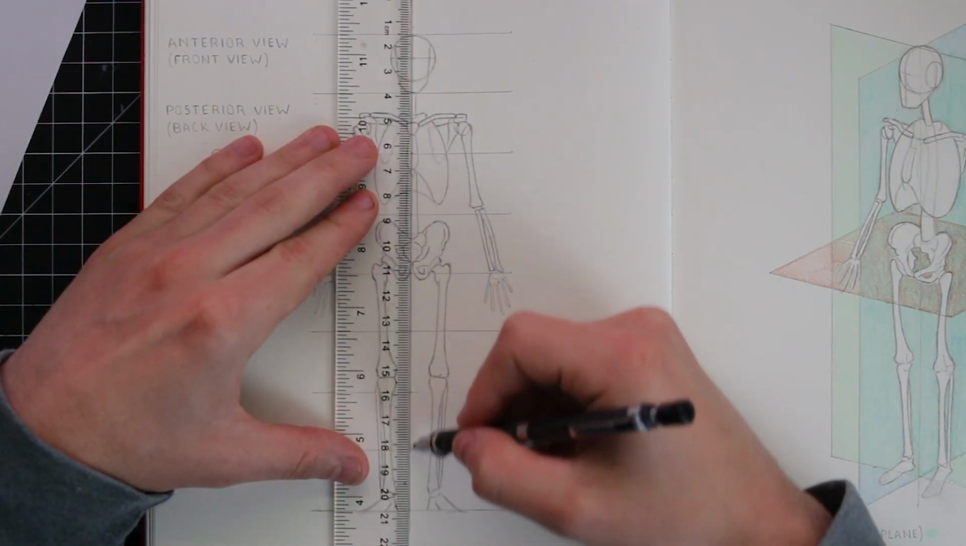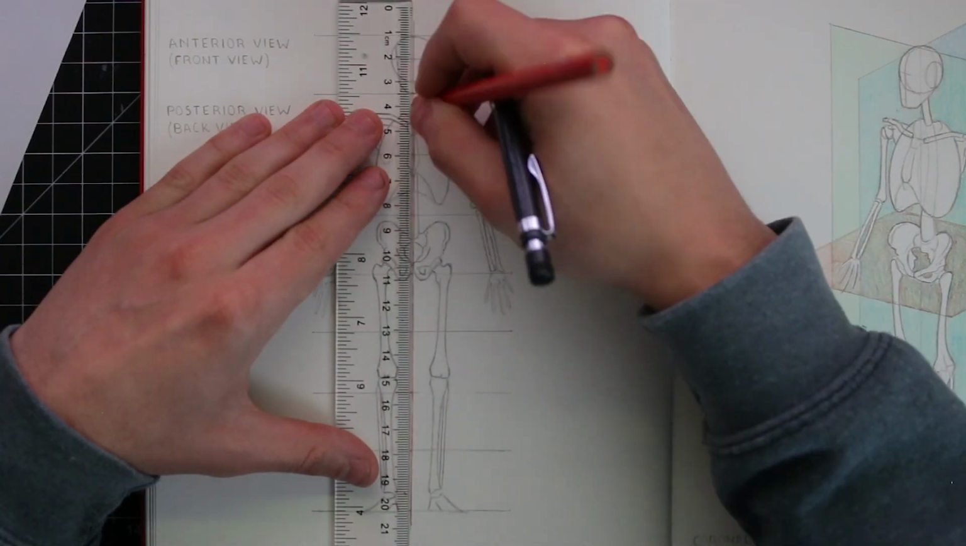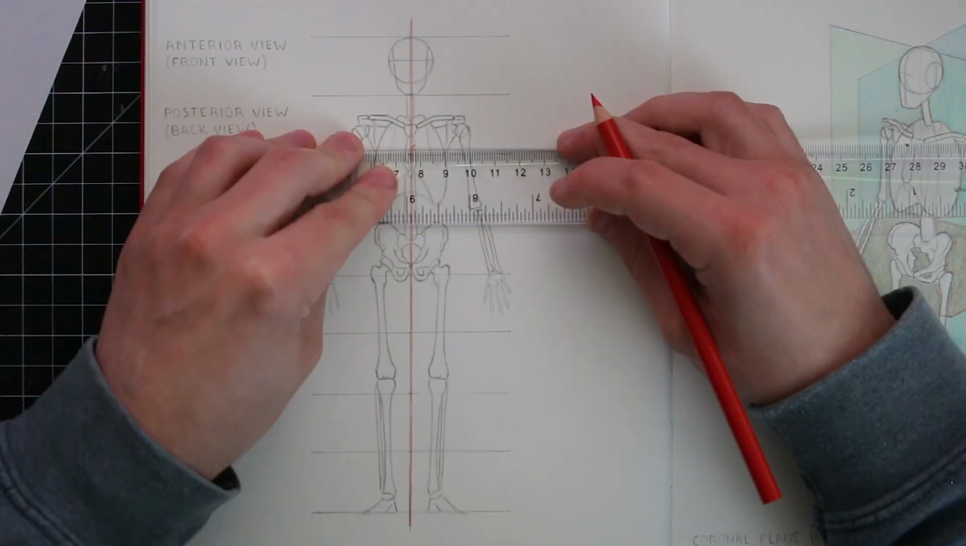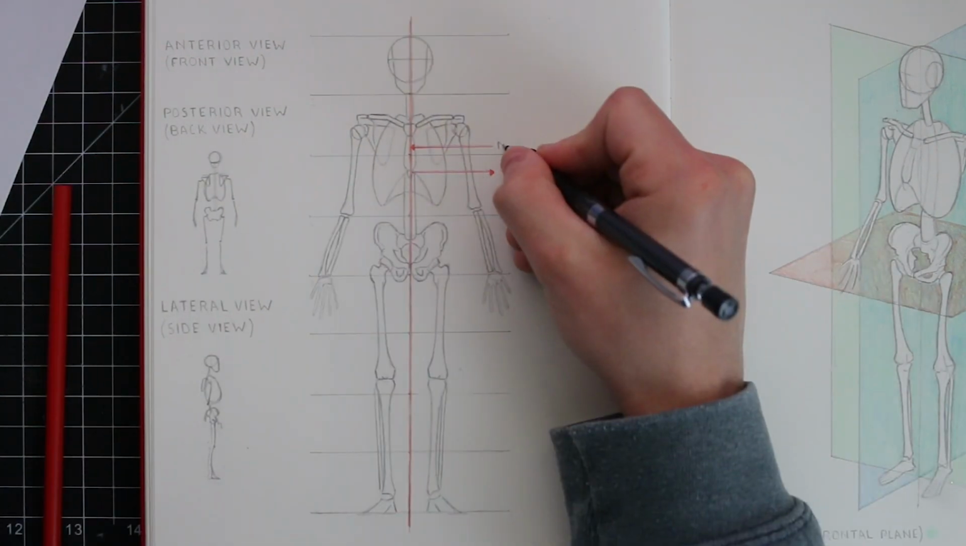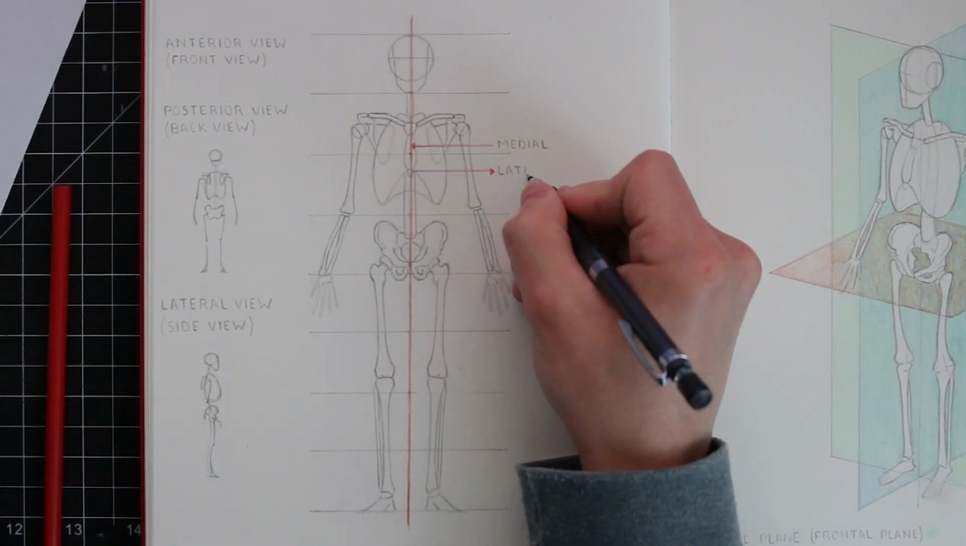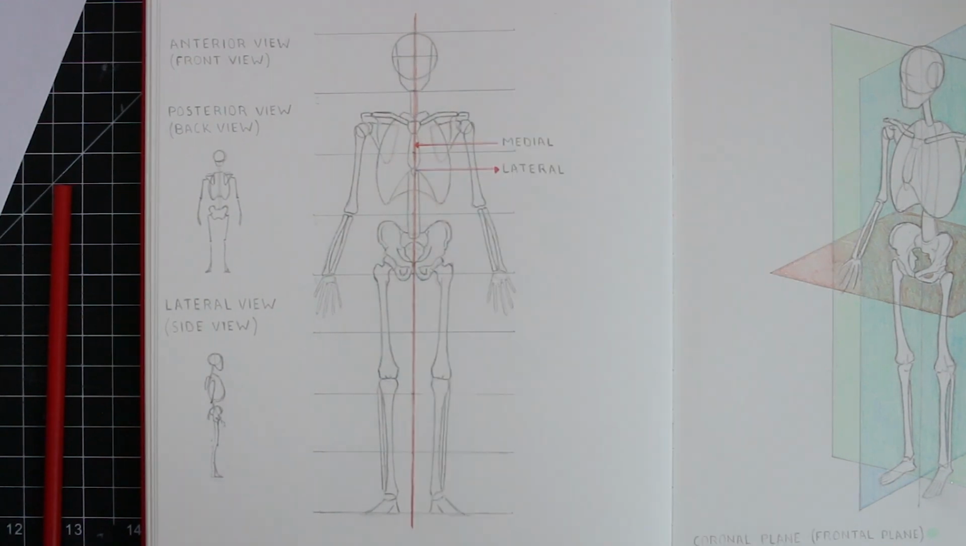Remember that I said the sagittal plane divides the body at the median line? Well, here I can also draw that like so. Whenever you hear the term medial, it means that it's towards this line, near the middle of the body. The opposite of this is referred to as lateral. This is away from the middle of the body.